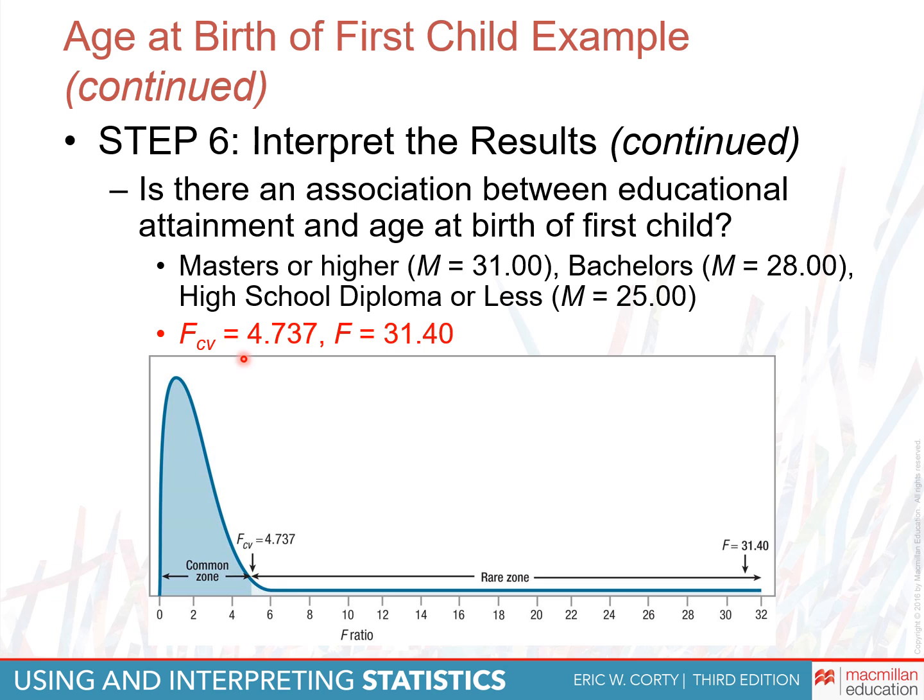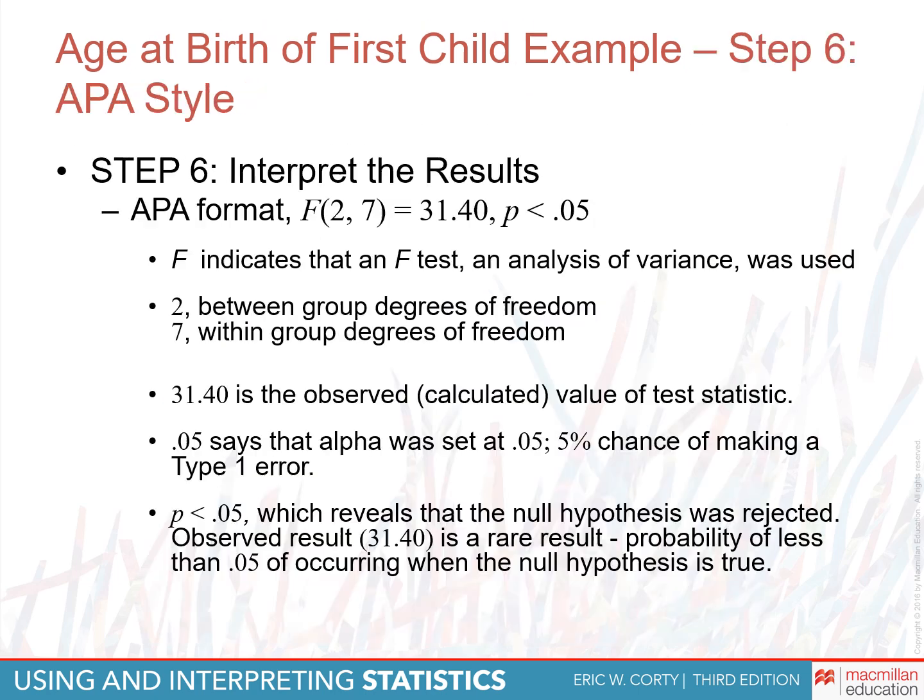So we have a critical value of F here of 4.737, and our test statistic F we just calculated was 31.40. And so that's way out here. It's very much in the rare zone. So since our test statistic F is in the rare zone, we know that means that we would reject the null hypothesis here. Okay, so now it's time to put our results in APA format.